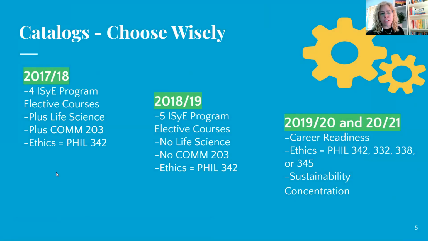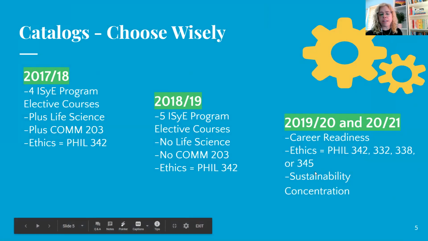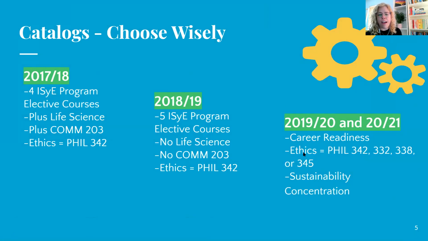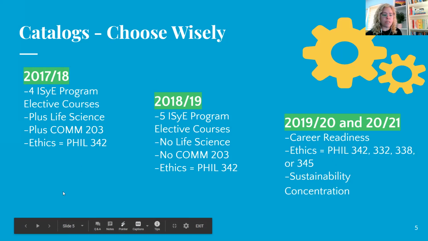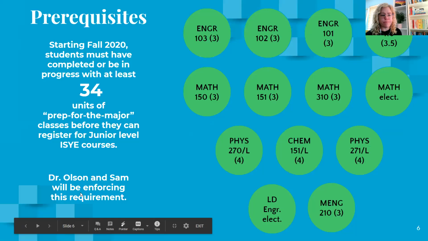Within this major, Industrial and Systems Engineering, you do want to be careful about which catalog you choose. Again, you can be in any catalog from the year that you started and going forward. In 2017, we had 4 electives. In 2018, we moved to 5 and got rid of the life science. Also in 2019, we added the sustainability concentration and changed up some options for your ethics course. So again, use the catalogs to make it more personal to the way that you want to complete your degree.